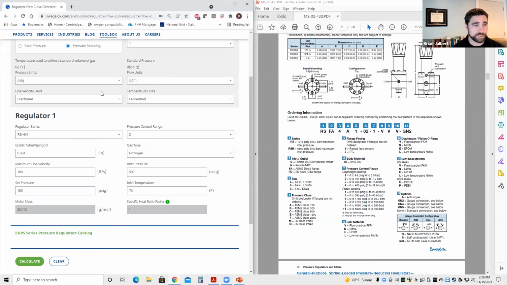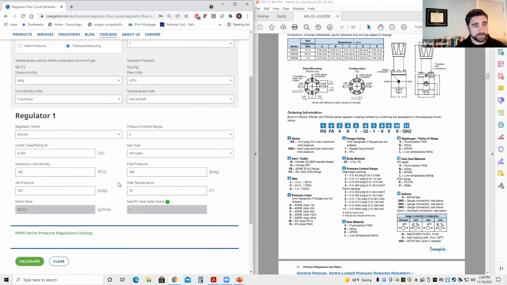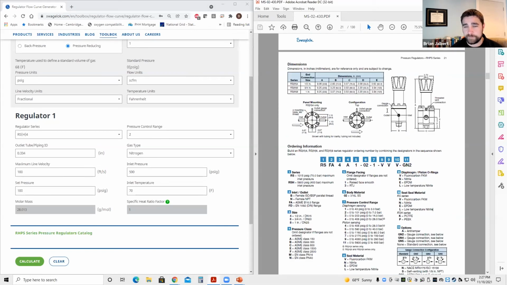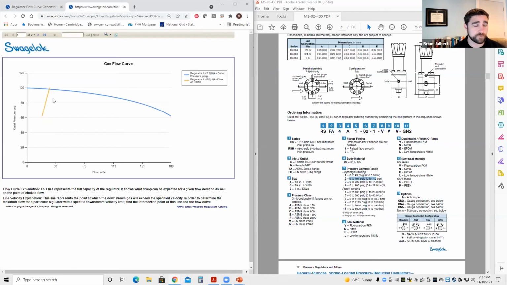So you can also change your units. We're going to stick with the defaults, but if you prefer to work with bar, MPa, whatever you want, and your flow units, everything can be changed to whatever territory you happen to be working in. So I took the liberty, in the interest of time, of pre-filling this out with an RS4 regulator. And that is a 1/2 inch spring-loaded regulator, pretty basic. And I used a pressure control range of 2, which gives us a 0 to 100 control range. And our inlet pressure is 500, and our set pressure is 100.